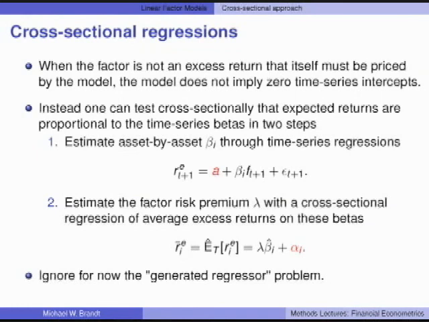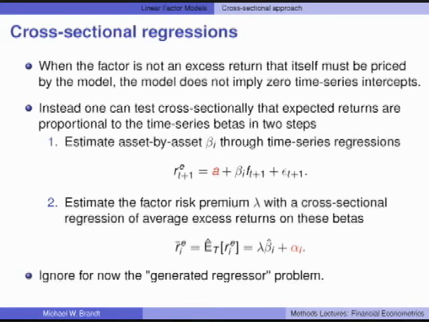So that's linear factor models. The unique thing about being able to work with the time series approach is that our factors are excess returns. Now, there are many cases in which our factors are not excess returns. And in those cases, we have to resort to cross-sectional regressions for testing the model. When the factor is not an excess return, then it must not be priced by the model. That means we're effectively losing one restriction, or adding 1 degree of freedom to our tests. So instead, one has to test the model cross-sectionally, and we do that in 2 steps.